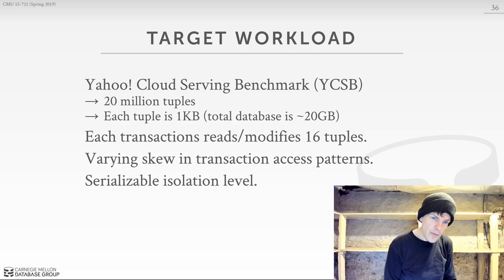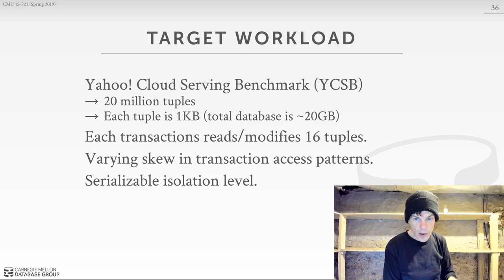All right, so we're going to implement a bunch of different protocols in a single test bed system, and then we're going to evaluate that with the YCSB benchmark, the Yahoo Cloud Serving Benchmark. This is a well-known key value store benchmark that's supposed to simulate the access patterns of online web applications. We're going to have 2 million tuples, and each tuple is going to be 1 kilobyte. In the original YCSB, each transaction only modifies a single tuple, but to make this more realistic, we're going to have each transaction actually read or modify up to 16 tuples. And we're going to vary the amount of skew in the transactions' access patterns to simulate different types of hotspots and measure how contention affects performance. We're going to execute all these transactions with a serializable isolation level.